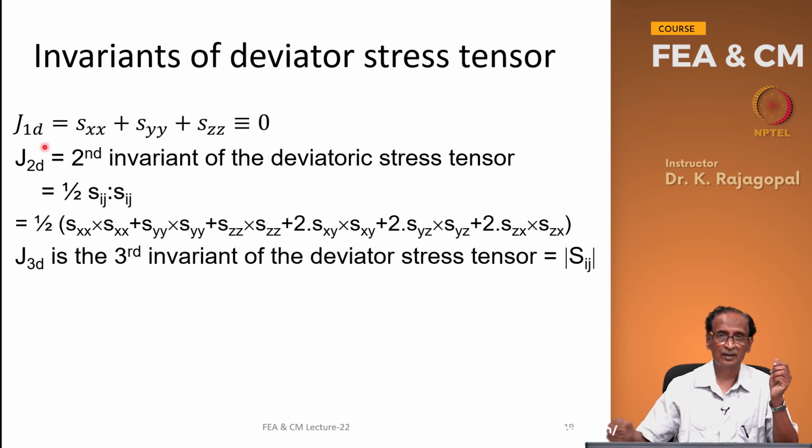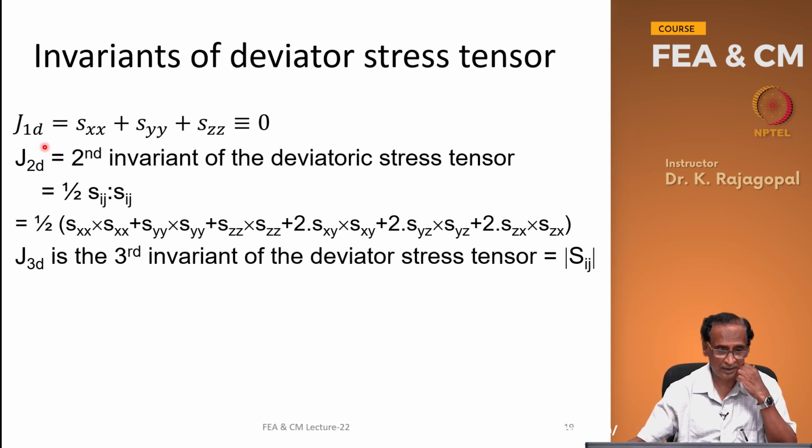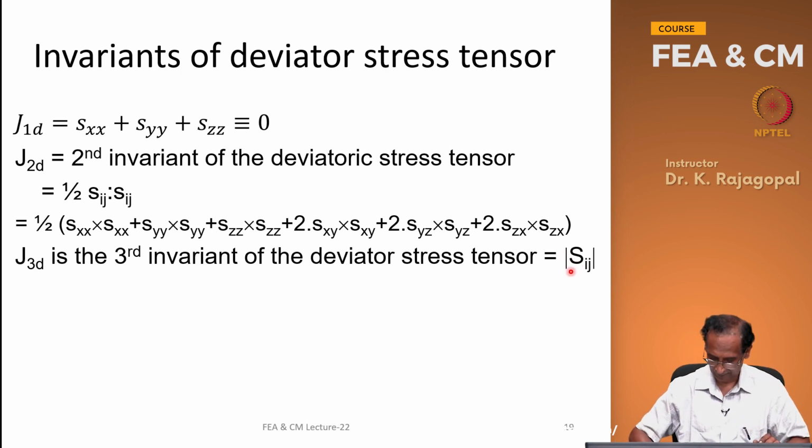J1 is the invariant for the total stress tensor, whereas J1d is the invariant for the deviatoric stress tensor. J2d is the second invariant of the deviatoric stress tensor, that is 1/2 of Sij multiplied by Sij, and J3d is the third invariant, that is equal to the determinant of the deviatoric stress tensor.